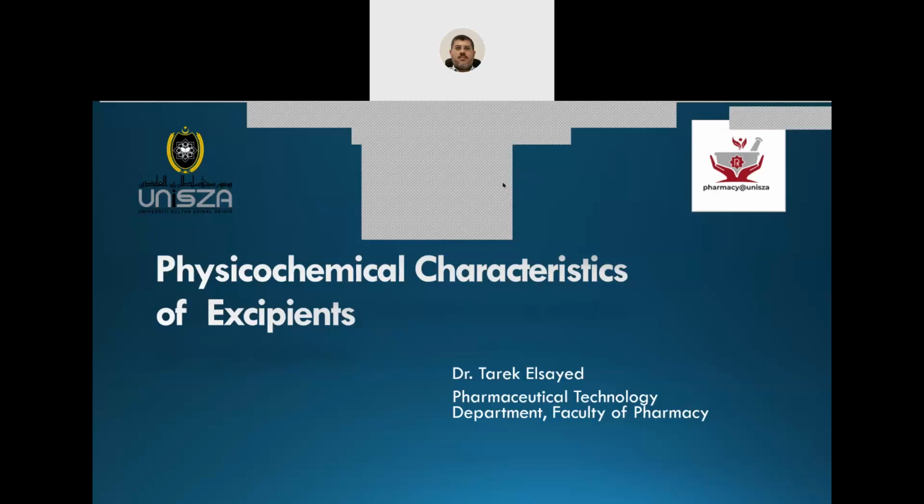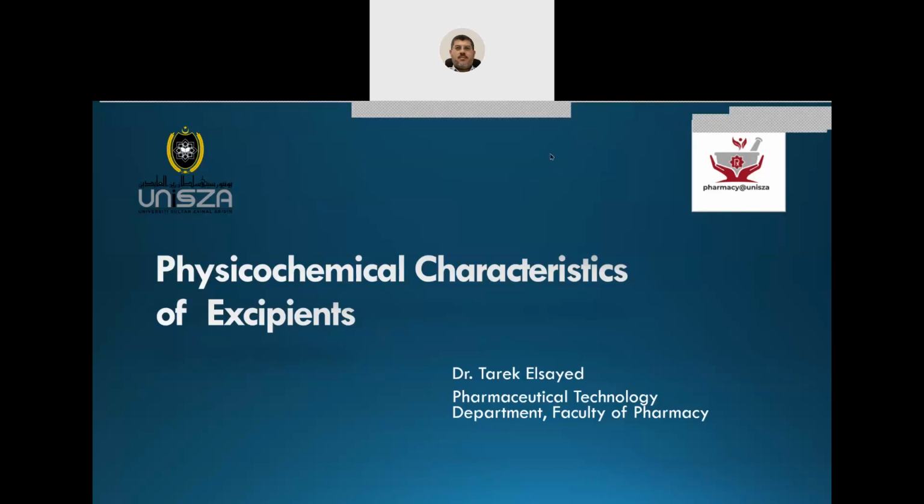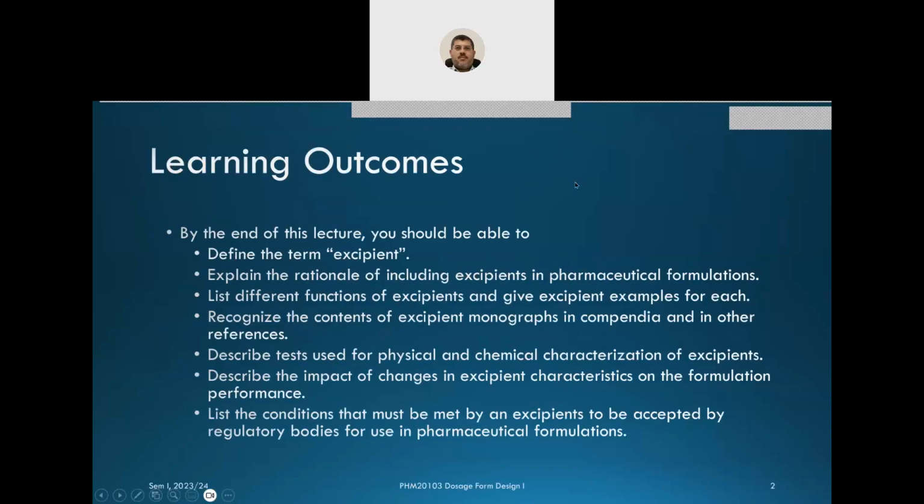This is the second lecture in the course, which is from Design 1. We will discuss the physicochemical characteristics of excipients. By the end of this lecture, the points that we should learn is we should know how to define the term excipient. We should be able to explain the rationale of including excipients in pharmaceutical formulations. We should be able to list different functions of excipients and give examples of excipients from each category.